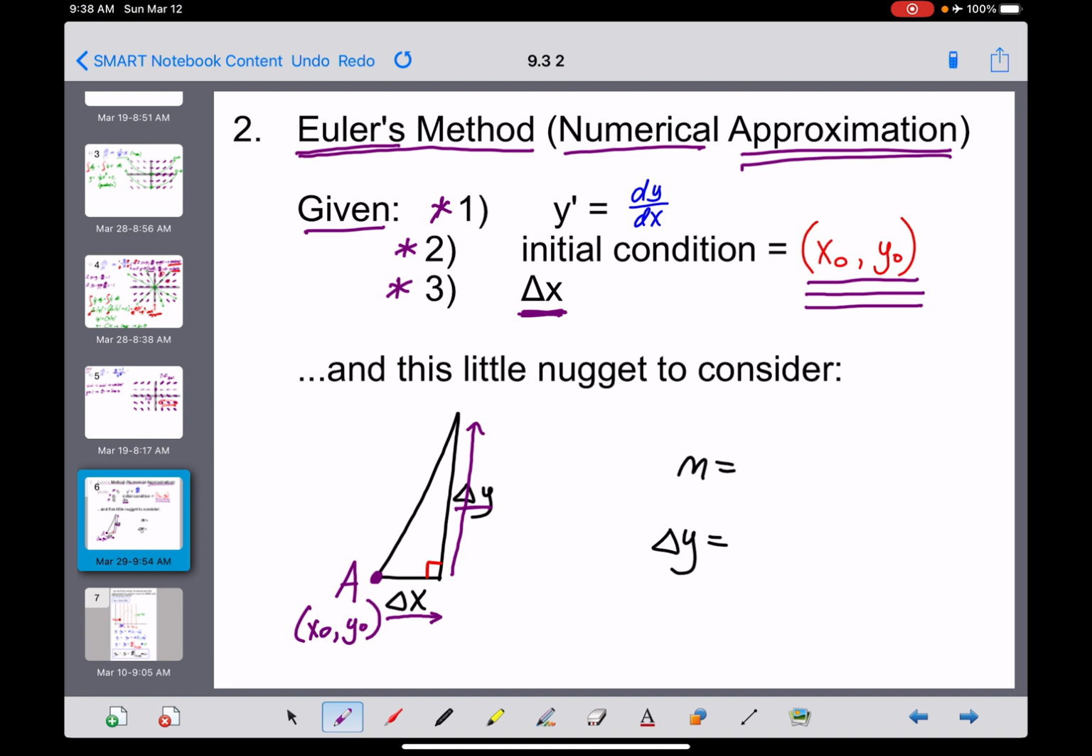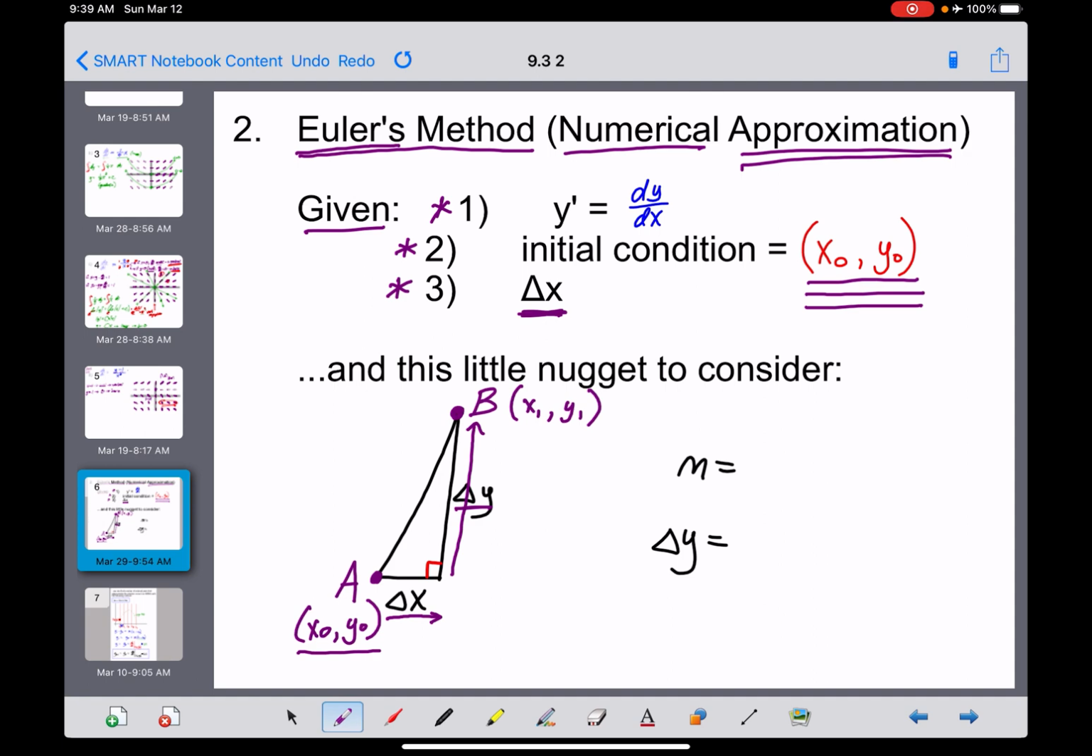So when we move the delta x to the right and the delta y, which could be either up or down, that's going to get us to our second point, which is going to be called point B. But a little bit more specifically, the notation I'm going to use for that is x1, comma, y1. And you'll notice those subscripts follow from the x naught, y naught. So we'll be given delta x. We've got to figure out delta y.